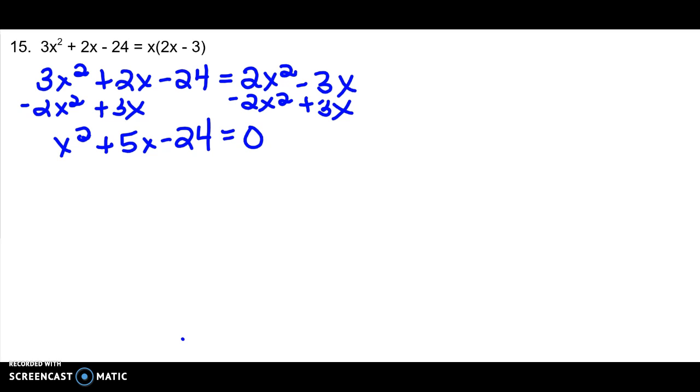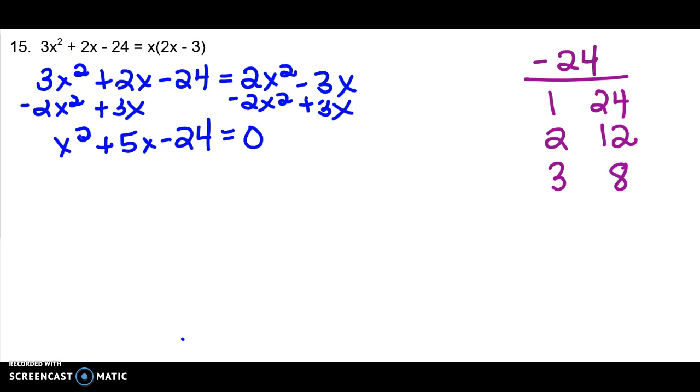Now we need to factor it. We have a trinomial. We do not have a coefficient in the front. So we know we are looking for the set of factors that's going to multiply to give us negative 24 and add to give us a positive 5. So let's list our factors. 1 and 24, 2 and 12, 3 and 8, 4 and 6. Now remember, we need to add to get a positive 5, so I'm going to use the negative 3 and the positive 8. That's going to give us a positive 5.